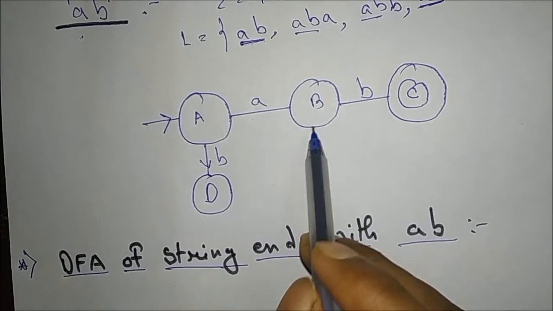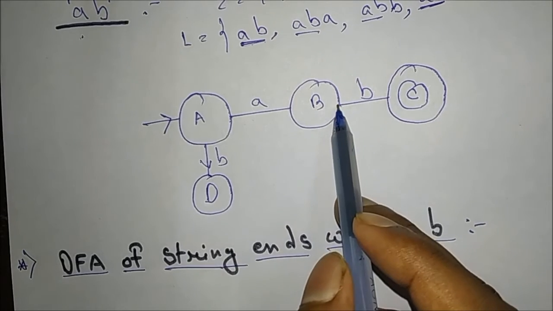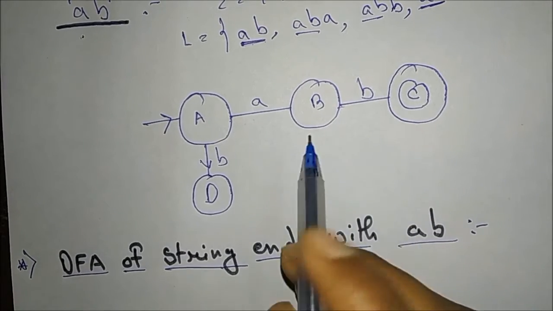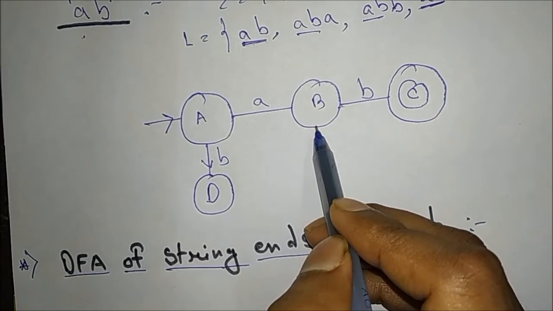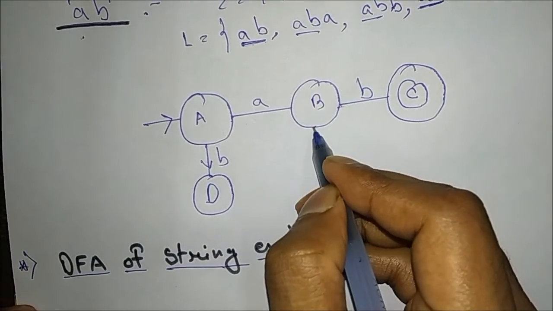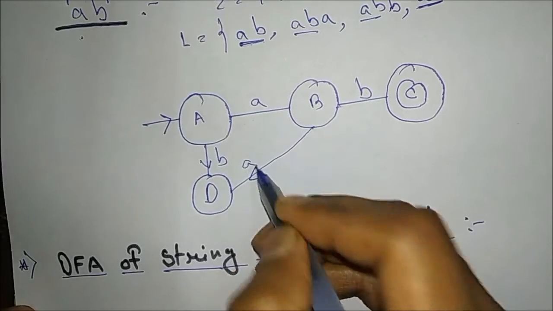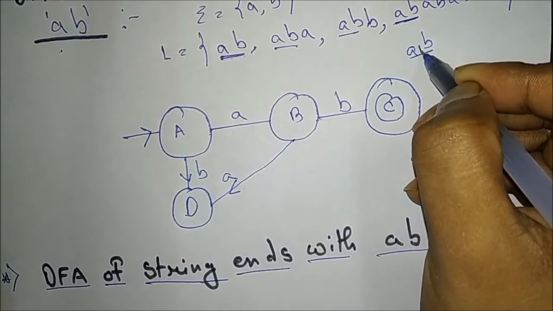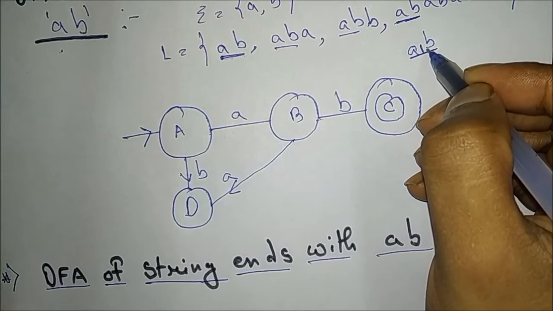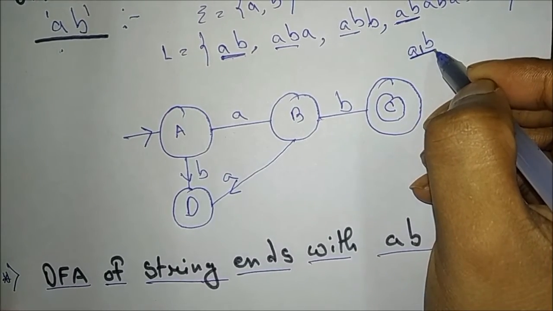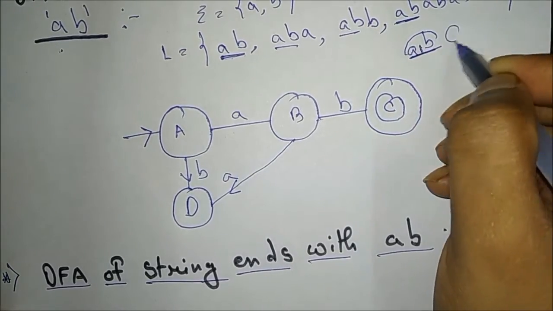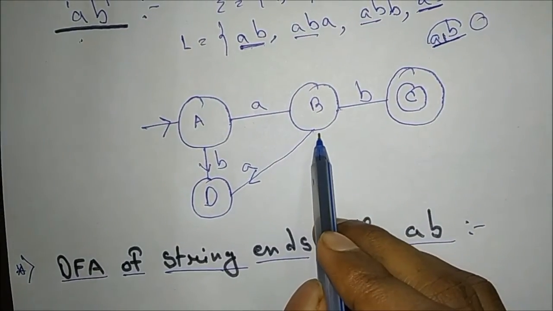Now in the B state, we have shown the transition of only B. We have not shown the transition of A. So in this state, if we see any number of A's, we'll again go to the dash state, because the string is starting with AB. In AB nothing will come. The string has to start with AB, and after seeing AB only the string will be accepted.